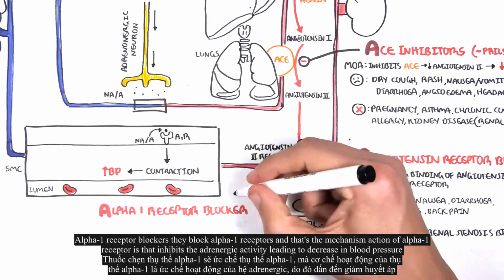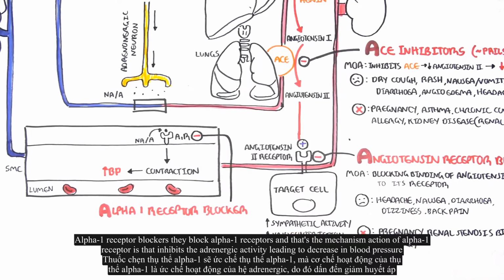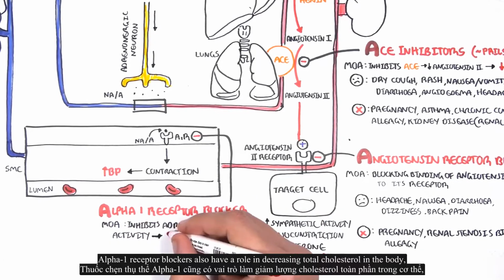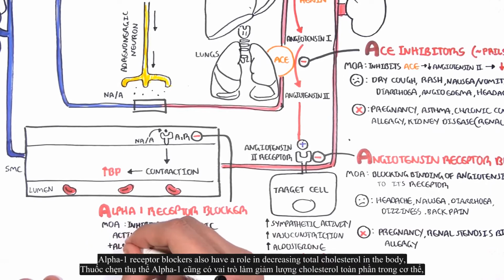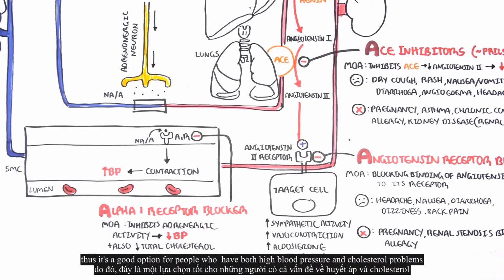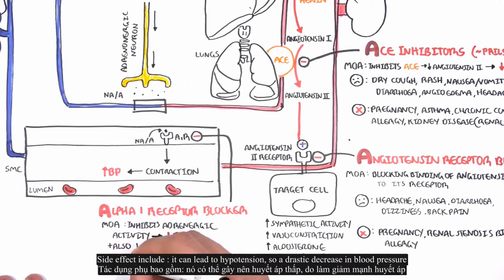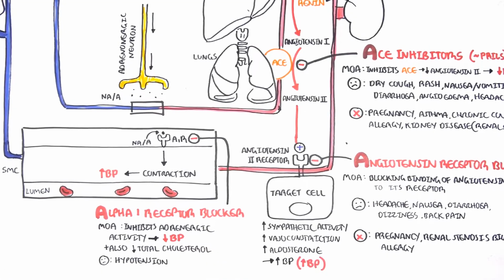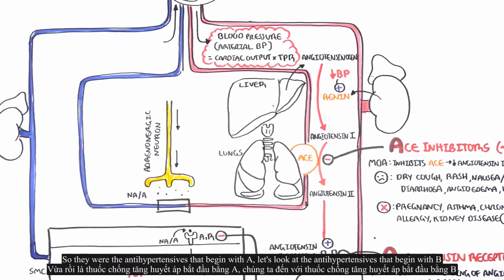Alpha-1 receptor blockers block alpha-1 receptors, and thus the mechanism of action is that they inhibit the adrenergic activity, leading to a decrease in blood pressure. Alpha-1 receptor blockers also have a role in decreasing total cholesterol in the body. Thus, they are a good option for people who have both high blood pressure and cholesterol problems. Side effects include hypotension, so a drastic decrease in blood pressure. So they were the antihypertensives that begin with A.